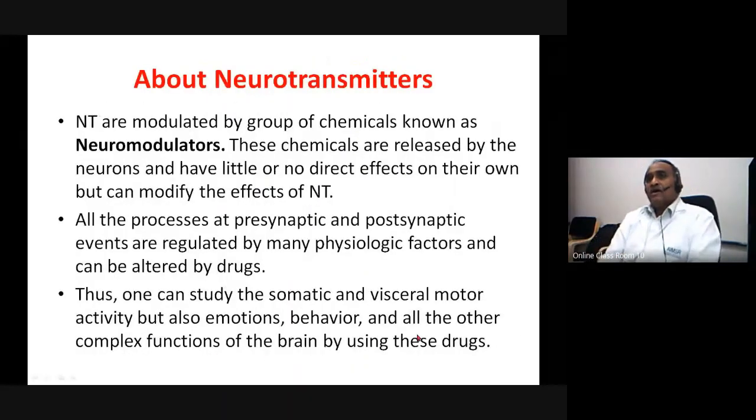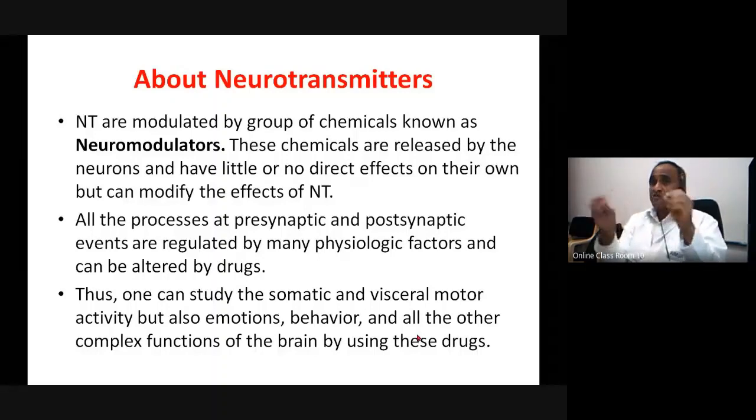Now, it's not only neurotransmitters which work alone. There are certain other molecules or chemicals which help the neurotransmitters to perform better. These are called neuromodulators. These neuromodulators are again released from the presynaptic site, and they have a little synaptic action.